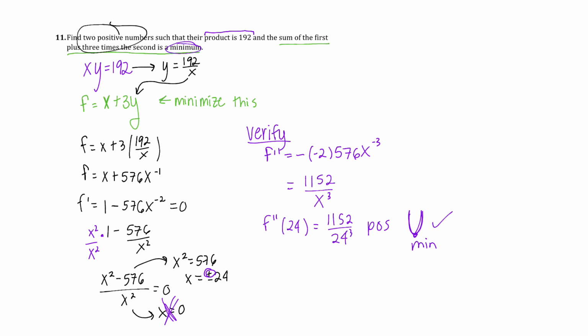So for our answer, we do have x is equal to 24, and then y should be equal to 192 divided by x, which is 24, which gives you 8. So the two numbers are 24 and 8. So you're making sure to double check that it is a minimum.